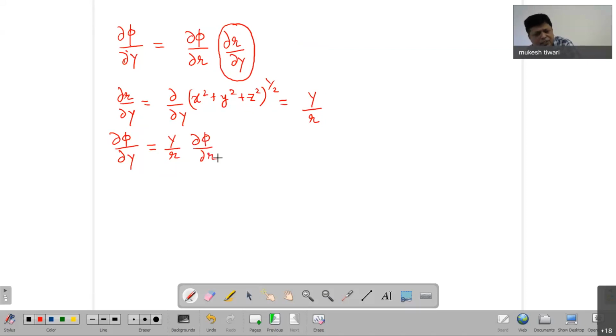And as I mentioned, once you have done it for one, you immediately know what you expect for the others. So if it was the derivative of phi with respect to x, you would get x over r, the derivative of phi with respect to r. If it was derivative of phi with respect to z, you'll get z over r.